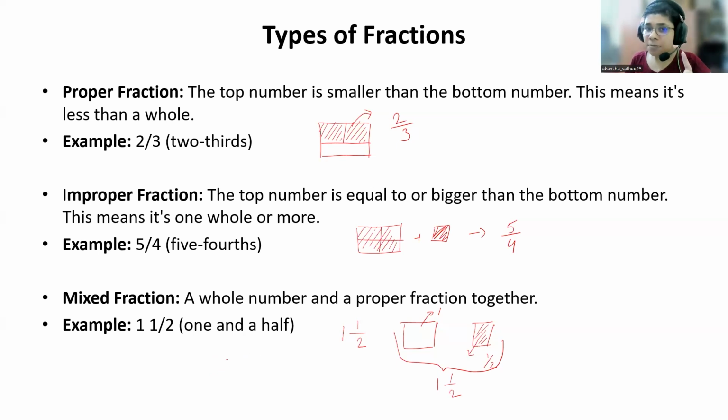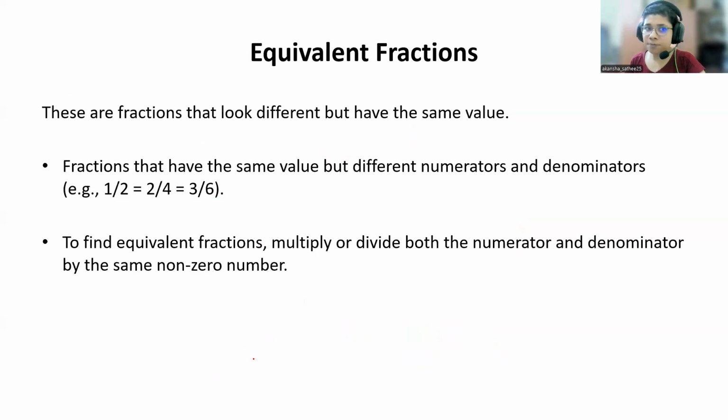So proper fraction means the numerator is smaller, improper fraction means the numerator is bigger, and mixed means a whole thing and something more. So 1 and a half: 1 full thing plus half. This you can write as 3 and 1 by 4. So 3 things and 1 by 4.